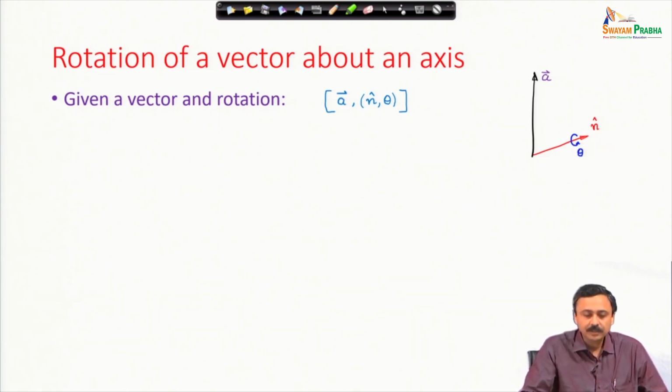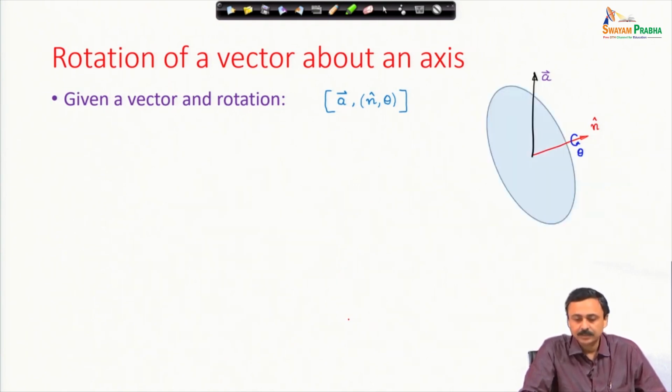Now, I am given a vector, a direction and a rotation about that direction. Suppose I rotate the vector A about n cap by an angle theta. What will be the new vector A? What will be the representation of the new vector A? If I know the representation of the new vector A, I will try to relate it to the old vector and find out the rotation matrix. That is our plan.